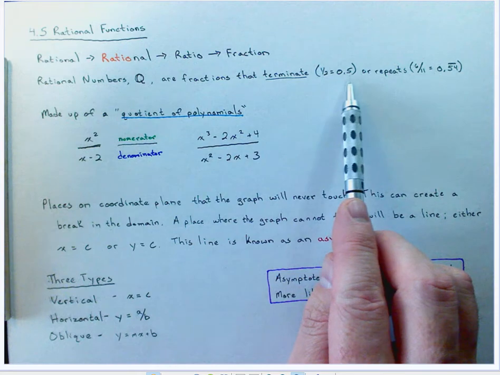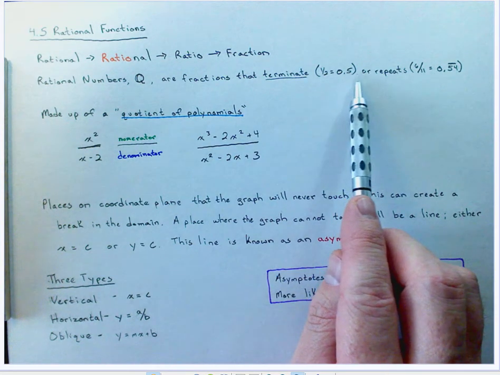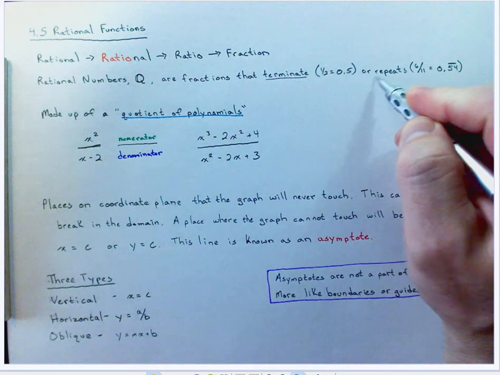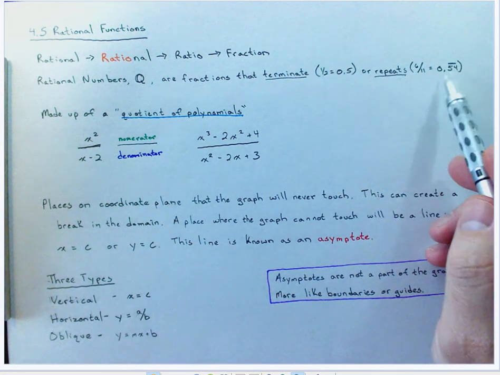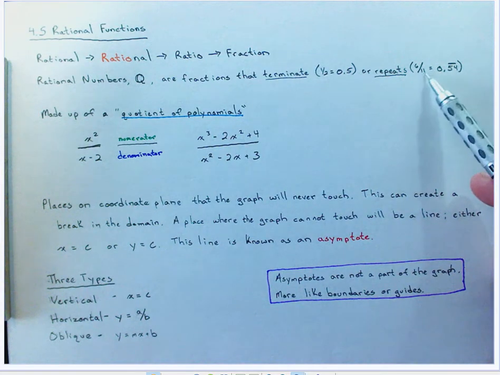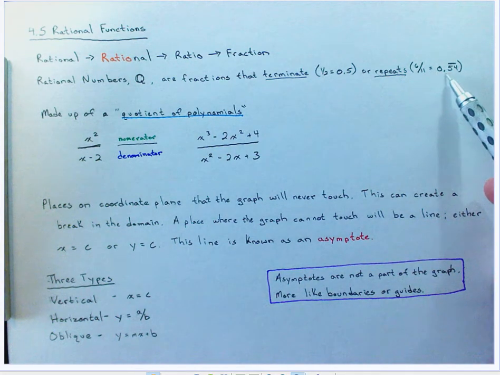That'll terminate because 0.5, there's nothing else after the 5, terminates, or repeats. And something that repeats has a number that just continues to cycle through, such as 6 divided by 11, which is simply 0.545454. And we write it as 0.54 with a line over it. So rational functions are fractions.